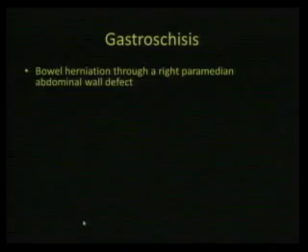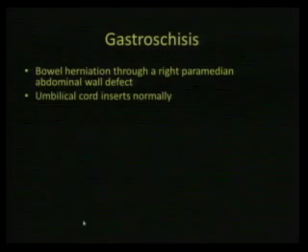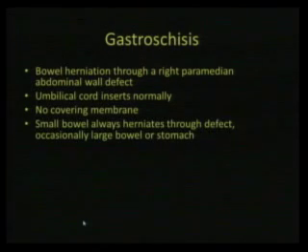Gastroschisis is a little bit different. Basically, there's bowel herniation through a perimedian abdominal wall defect. And so it's not really associated with the umbilical cord like the other two are. The umbilical cord inserts normally. There's no covering membrane. And small bowel always herniates through the defect.